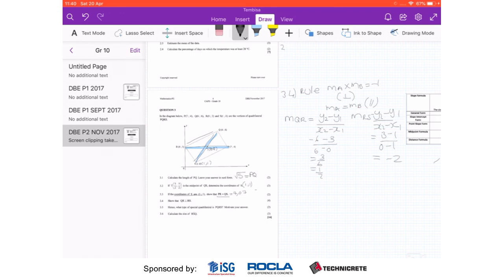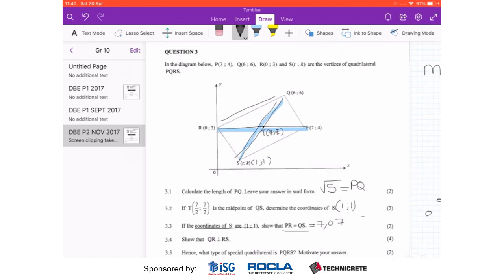Therefore, remember I said that therefores are very important. Gradient QR times gradient RS is equal to a half times -2, which is equal to -1. Therefore, QR is perpendicular to RS. So let's fill that in. That is going to mean that there is a right angle right there. I'm going to take out some of this unnecessary information.